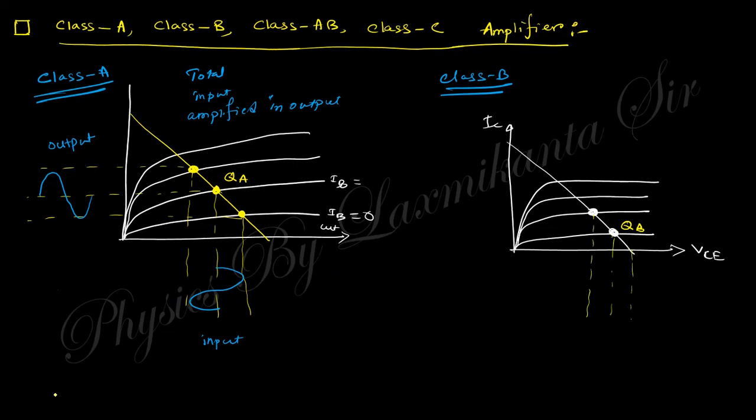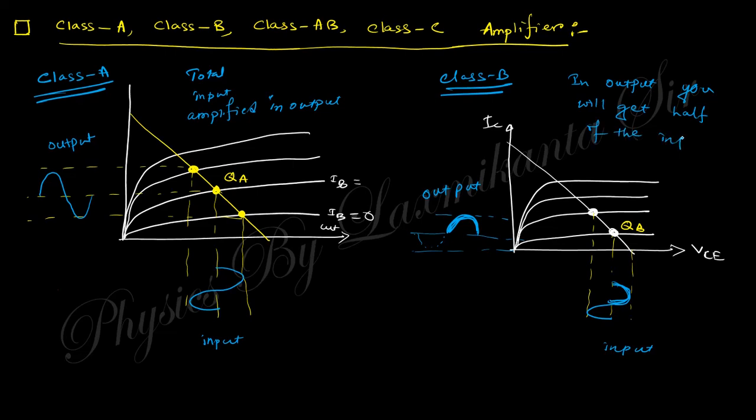Then if you draw the input, it will be like that. If you take this as the input voltage, because this is a cutoff region, that is the reverse bias, there will be no output voltage in this region. So we only get the upper side portion of the input voltage. You get only this portion, half of the cycle, and the other half is not in the output. So this is the input voltage and this is the output voltage. In the output you get only half of the input voltage. Since only half of the input voltage appears, that's why this is called class B.